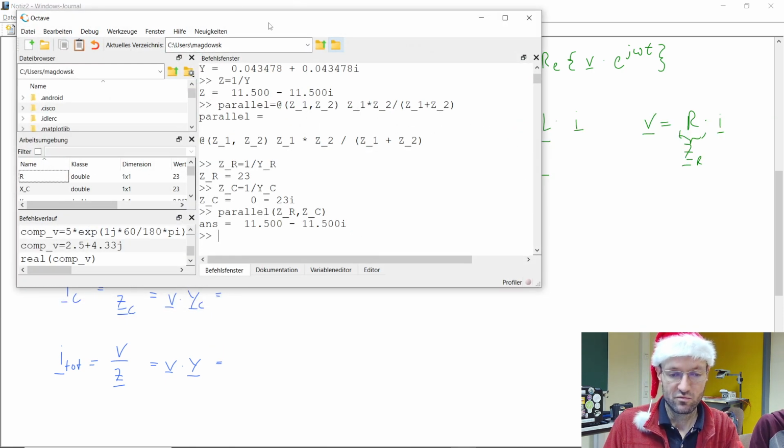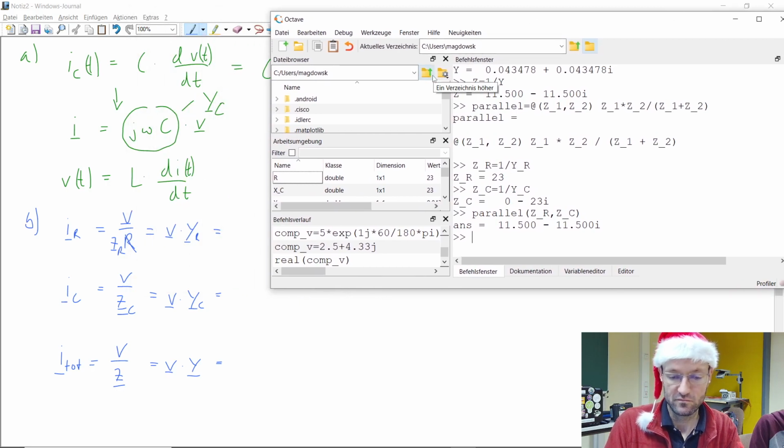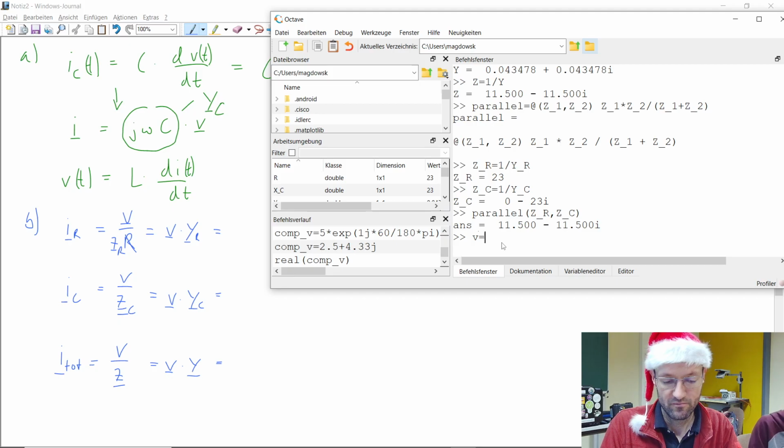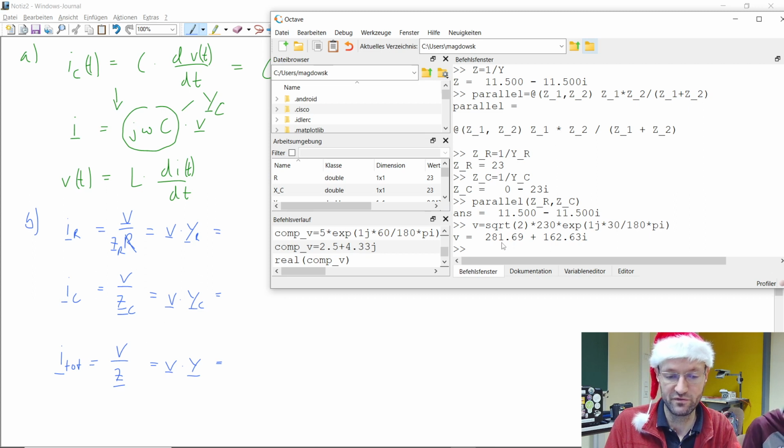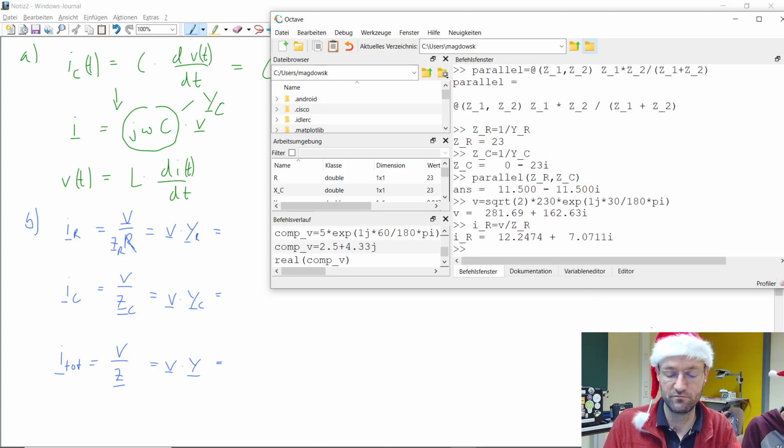So then let's do this in Octave. So IR, I think we need V first. So V was square root of 2 multiplied with 230 and then multiplied with the exponential function of 1j times 30 degree divided by 180 multiplied with pi. So this should be our complex voltage phasor, and so then we can calculate the current through the resistor as the voltage divided by ZR. And we get this value.